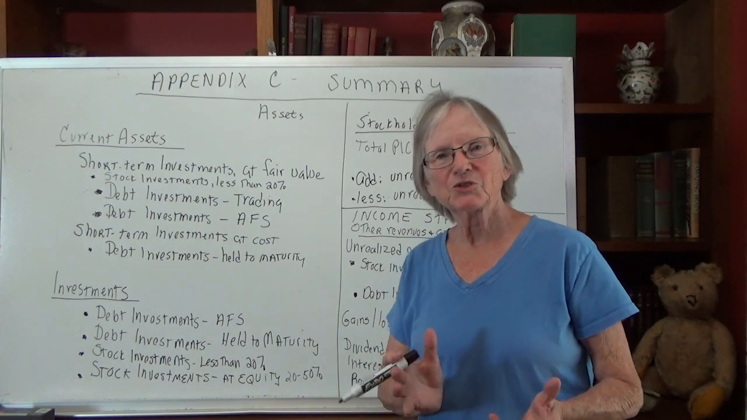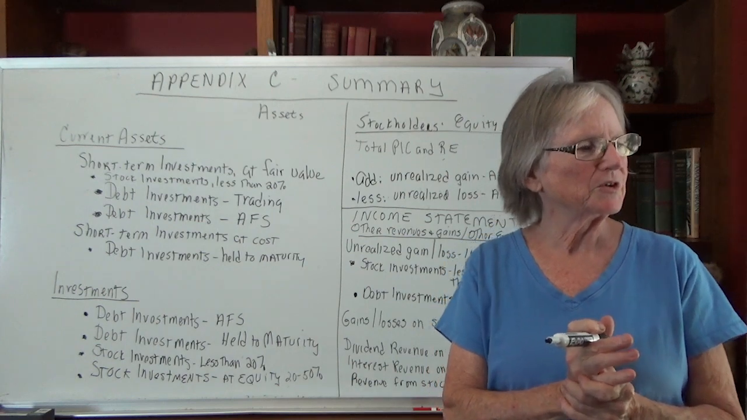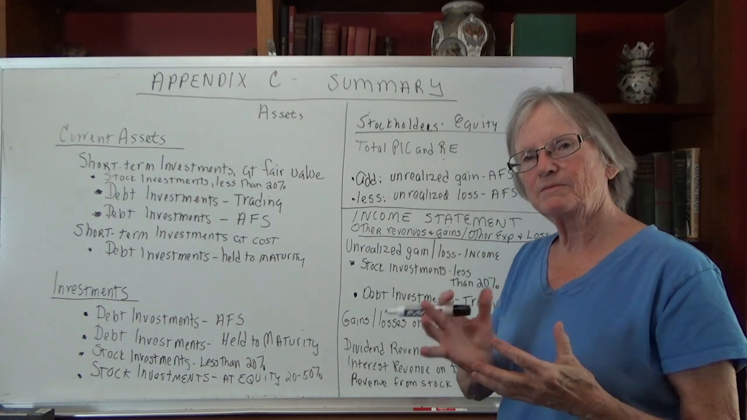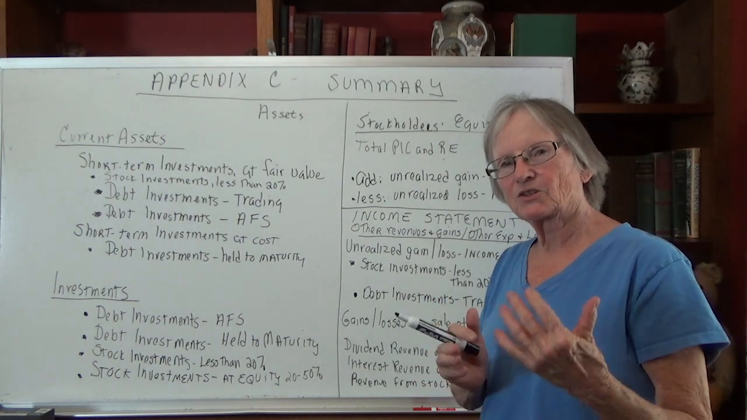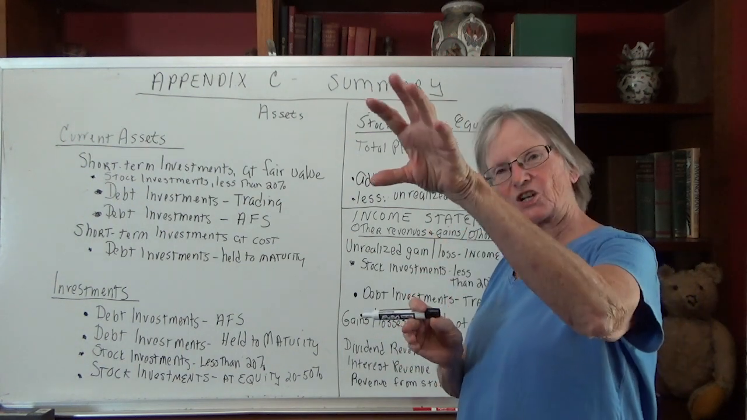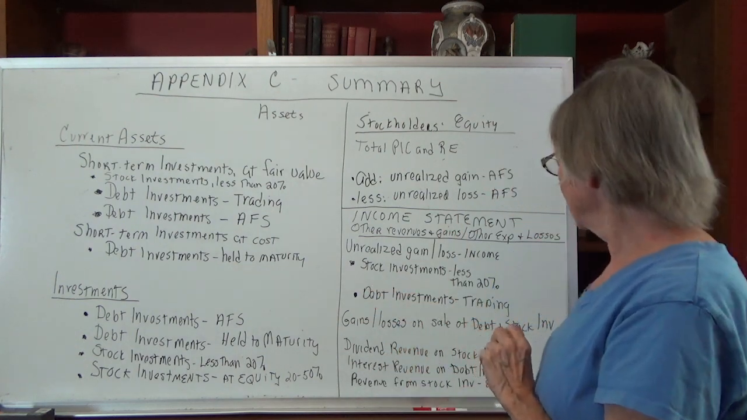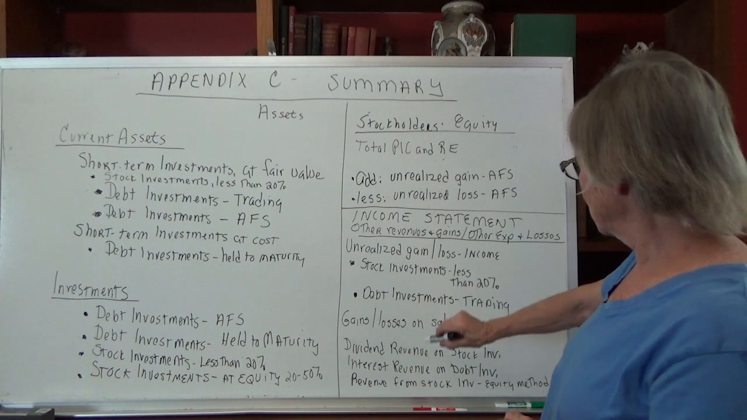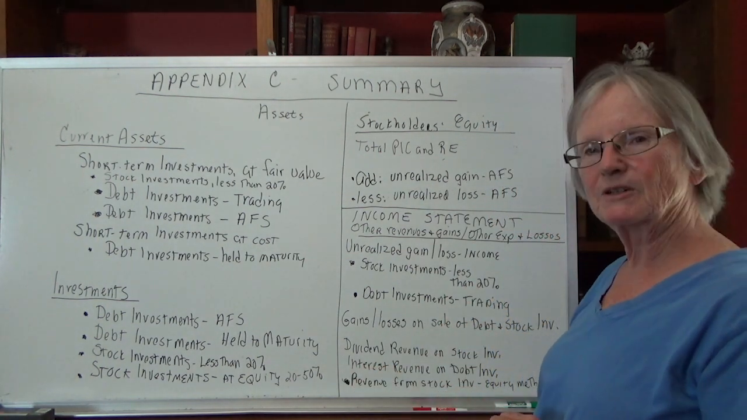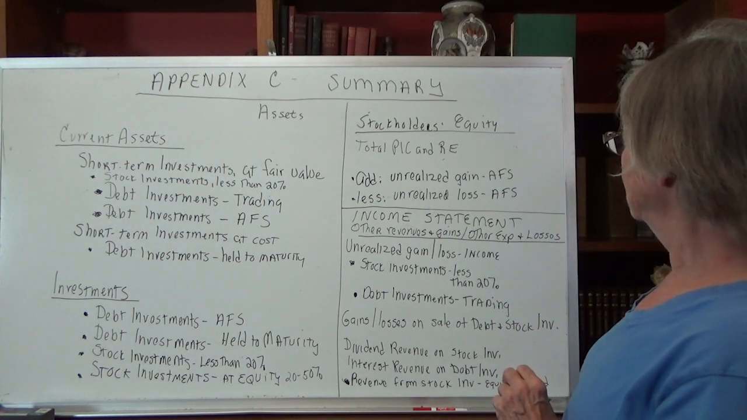Now, if you remember when we did the journal entries for those, we had a little different way of doing it. When the company that we've invested in declared their income for the year, we would debit our stock investment in that company, and then we would credit revenue from stock investment. That also is going to be reported on the income statement, revenue from stock investment, equity method. Okay?